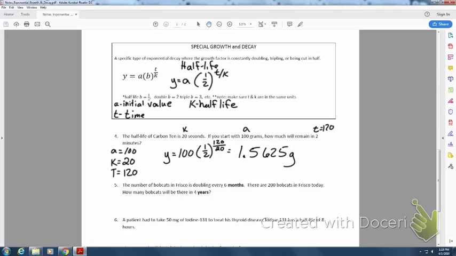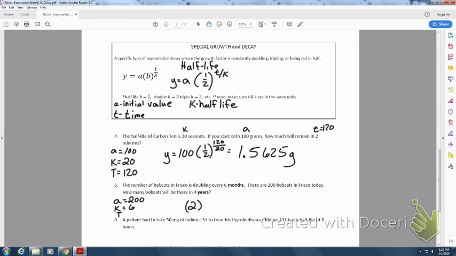Now, this one says that it's doubling, so now my B value is going to be 2. But everything else is the same. I need to go through and identify the A, the K, and the T. So, again, the initial value is 200. My double life is going to be 6.